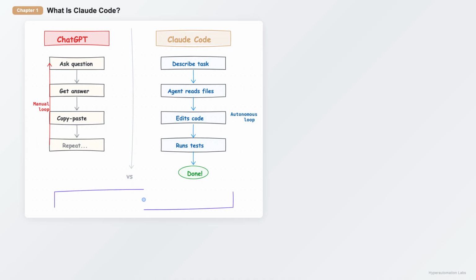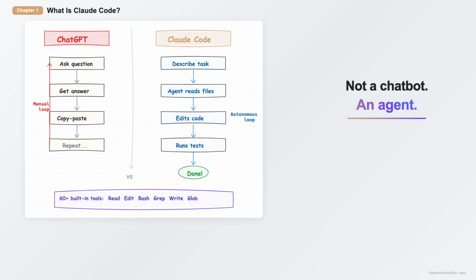It has 60 plus built-in tools. It can read files, write files, search your codebase, run terminal commands, even browse documentation. Think of it less like a chatbot and more like a junior developer sitting in your terminal who can actually touch your code. That's the mental shift. You're not asking questions, you're delegating tasks.